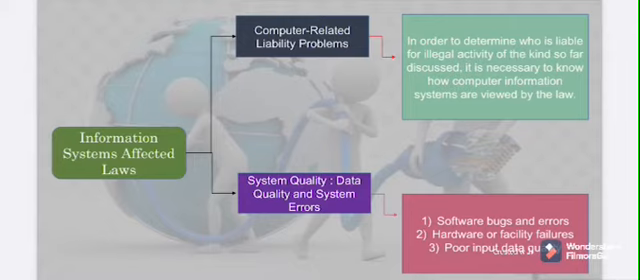The second one is system quality, which means data quality and system errors. Number one is software bugs and errors. A software bug is an error in the programming of software or an app.